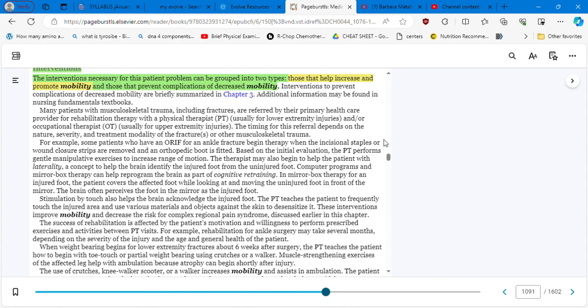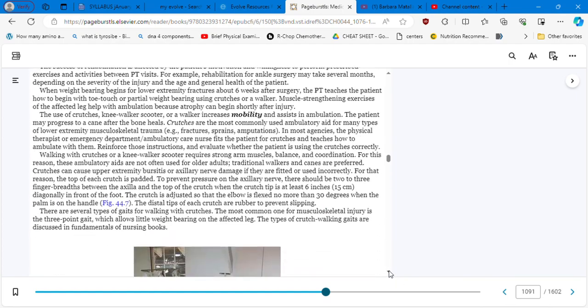So it all depends on the type of fracture, the type of recovery, the health insurance of the patient, if the patient has comorbidities, and the extent of the injury. All those factors should be considered in order to help the patient increase and promote mobility, or to prevent complications of decreased mobility. Let's continue.